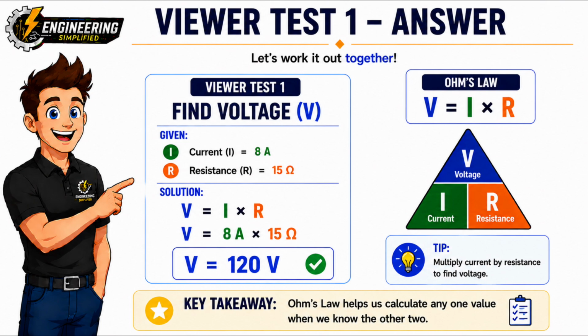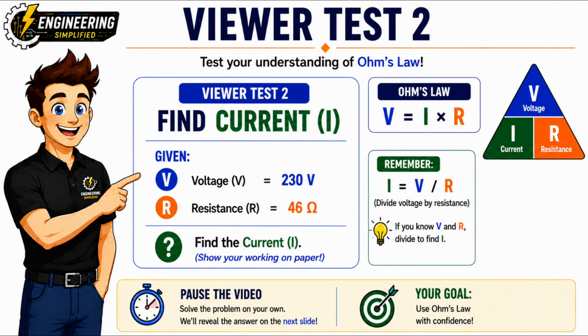Now for viewer test number 2. This time, find the current. The voltage is 230 volts and the resistance is 46 ohms. Pause the video and work out the answer.